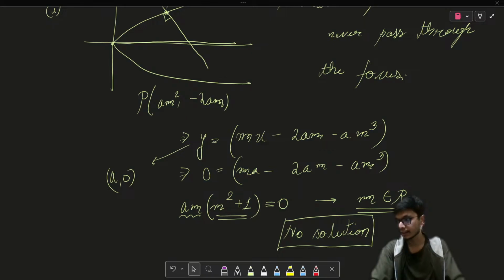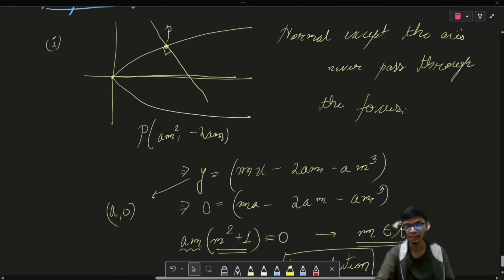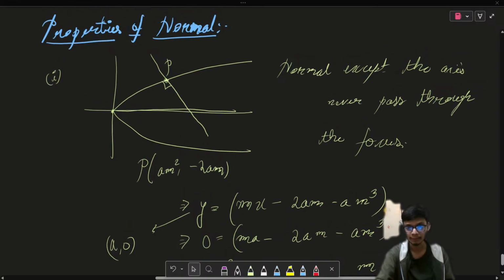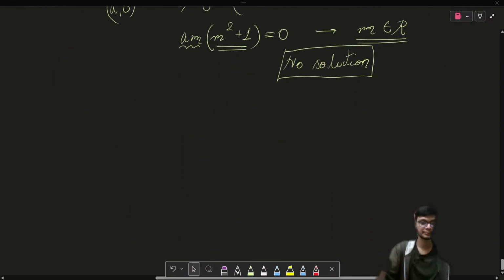Please do let me know in the live chat, is this part clear or not? So therefore the normal, except at the axis of the parabola, will never pass through the focus. This is a very important understanding that we need to keep in mind, that whenever we are drawing the geometrical conditions for a normal to a given parabola, then these particular things must be holding true. Is this part clear?